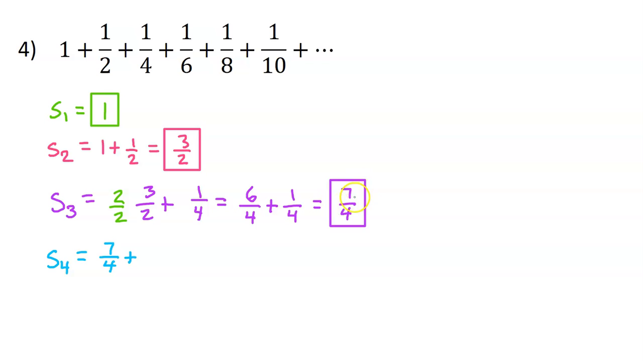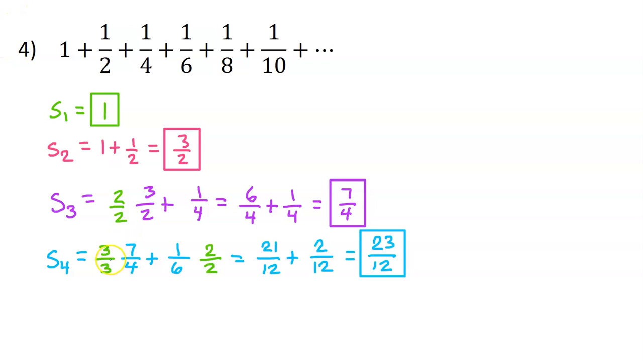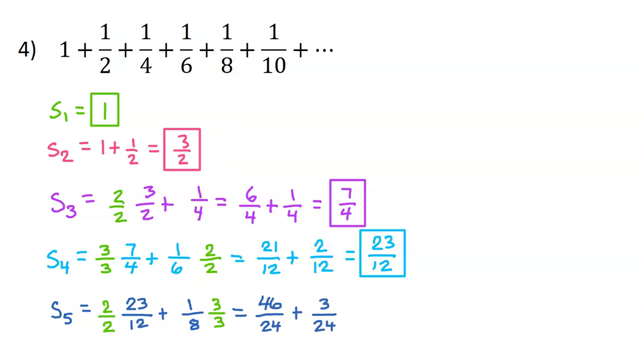S4 will equal what we already got for S3 plus the fourth term 1 over 6. We can make like denominators by multiplying by 3 over 3 and 2 over 2. So we get 21 over 12 plus 2 over 12, which equals 23 over 12. S5 will be the total from S4 plus the fifth term 1 over 8. We can make like denominators if we multiply by 2 over 2 and 3 over 3. So that's 46 over 24 plus 3 over 24, which equals 49 over 24.